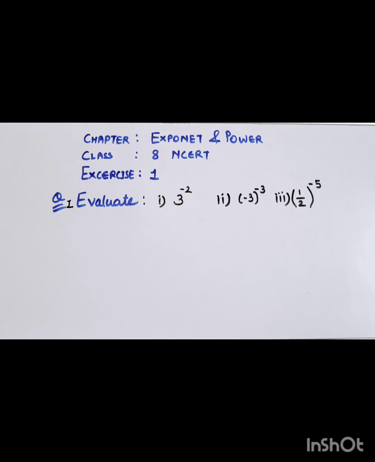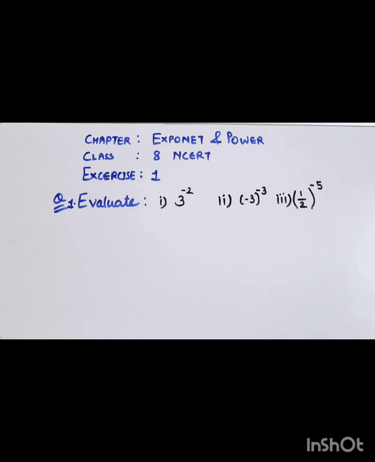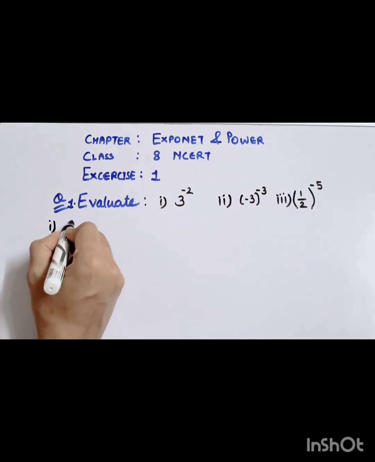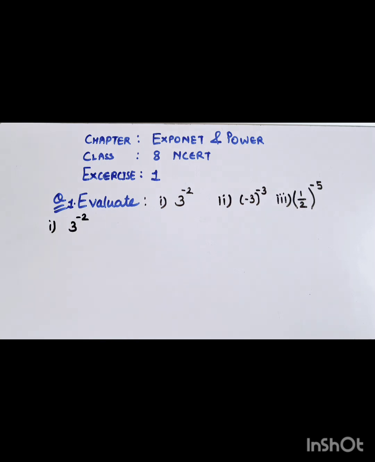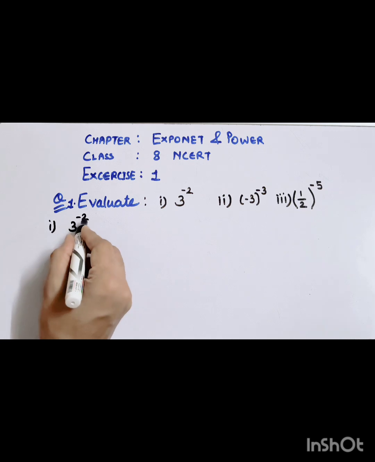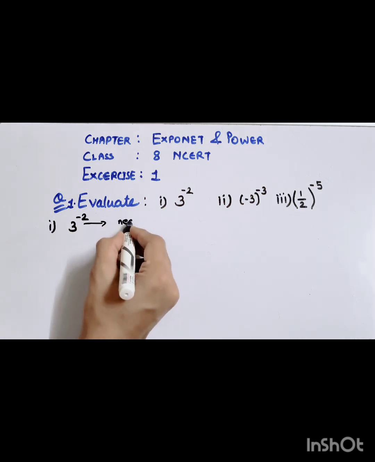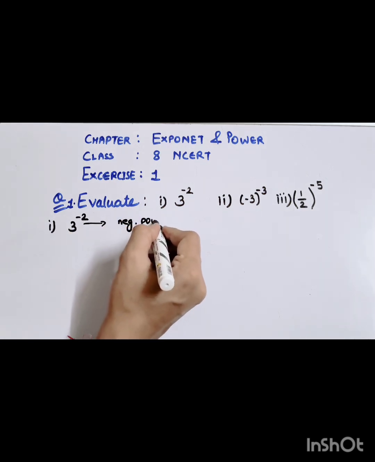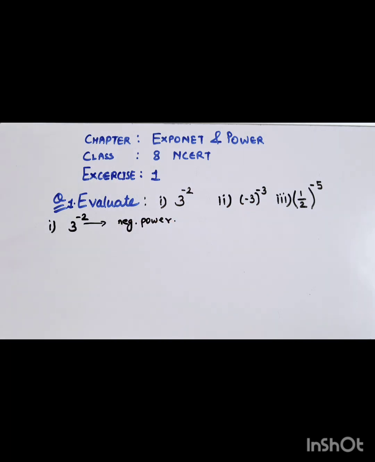Today we'll discuss exercise 1 of chapter Exponent and Power. Okay, so let's start. Let's take the first one, that is 3 raised to the power minus 2. Okay, so we have been given a negative exponent, negative power. So what will we do? First we'll convert this negative exponent into positive. So how will we convert this negative exponent?